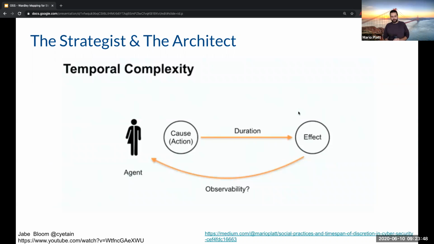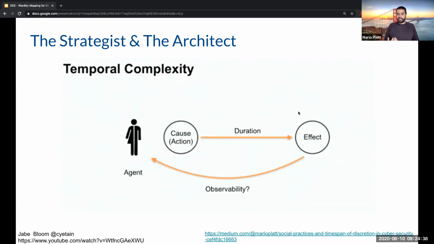When thinking about both the strategist and the architect, we should first understand the issue of temporal complexity. This is in relation to Jabe Bloom's Sociotechnicity of DevOps talk, which I've referenced here on the slide, and I've also written a blog post about this. What he calls temporal complexity is that whenever either a strategist or an architect makes a decision, there's a duration of time before they will see the effect of that decision. Each of them will have a certain scope for decision making. There's a time lapse between when we make a decision and when we see if it actually worked or not. And this is different for strategists and for architects.